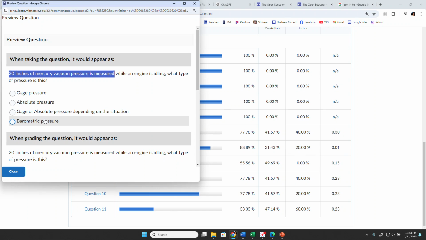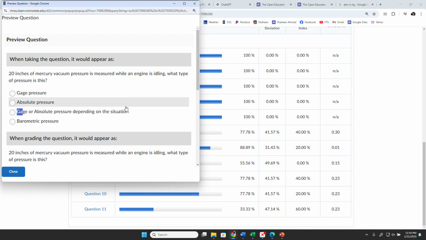The barometric pressure is not really a type of pressure. Sometimes atmospheric pressure is, some people call that barometric pressure. It is also incorrect. A barometer is something that is used to measure pressure, so it's not really a type of pressure. So the choice is between gauge or absolute. Now, two of them cannot be correct, so that is not correct either. So it has to be either gauge or absolute.